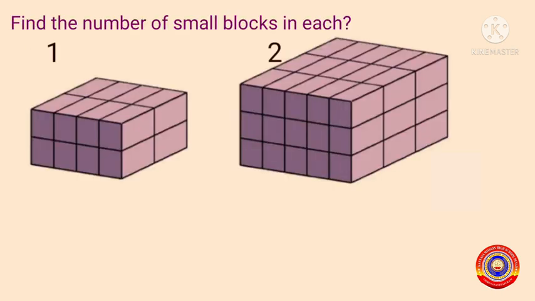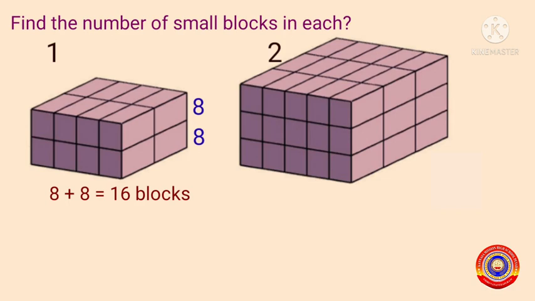Next, find out the number of small blocks in each. You have to find out the number of small blocks in each of these rectangular blocks. In the first rectangular block, the top layer is having 8 small blocks and the bottom layer is also having 8 small blocks. That makes a total of 8 plus 8, that is equal to 16 blocks.